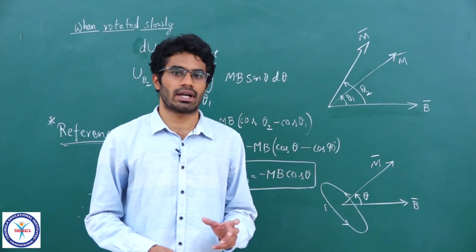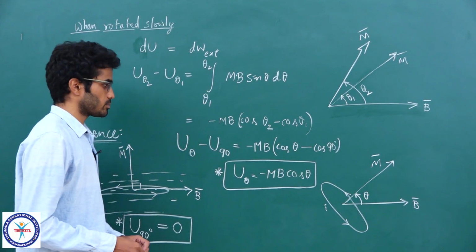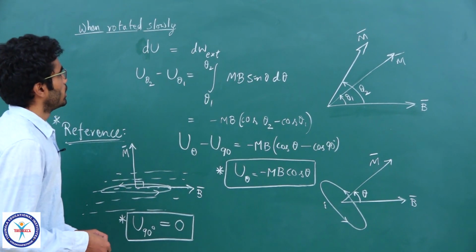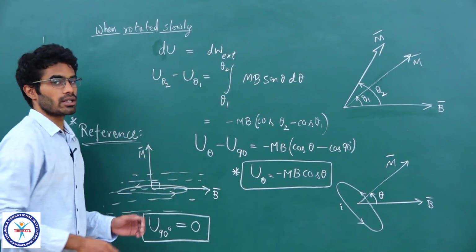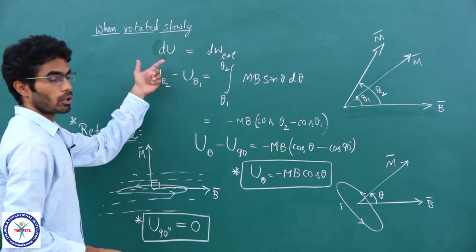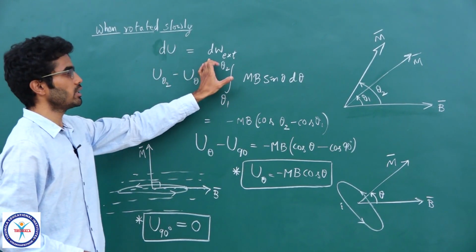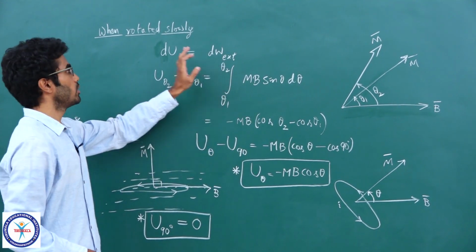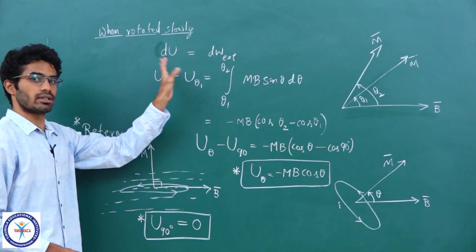So, using this, let us calculate the potential energy for any angle theta. Now, the small work done by the external agent is stored as potential energy, that is to increase the potential energy by a small amount. So, the increment in the potential energy is nothing but the work done by the external agent. Keep this point in mind. When it is rotated slowly, this is true.